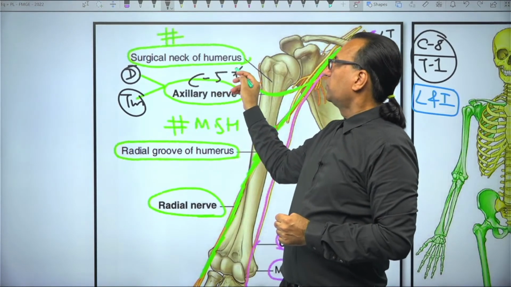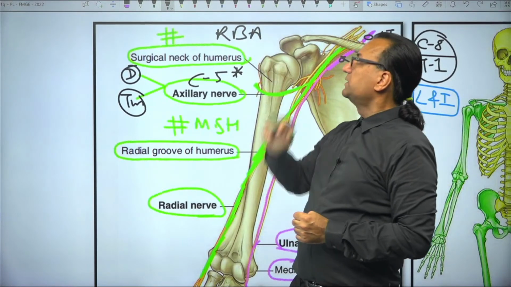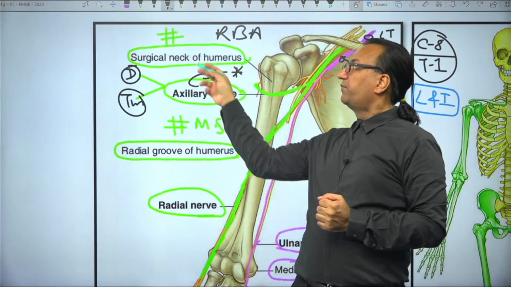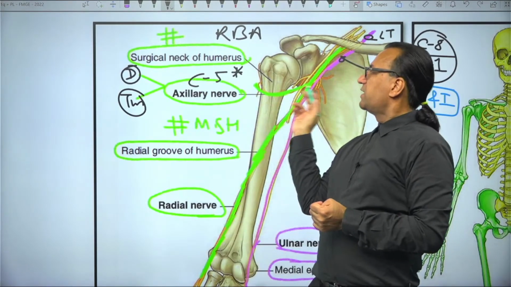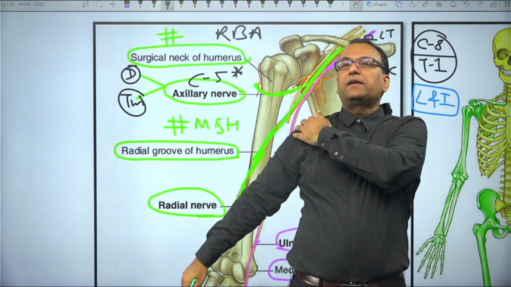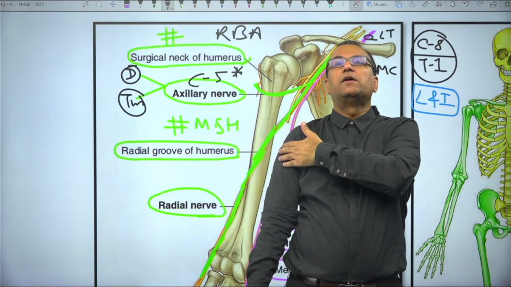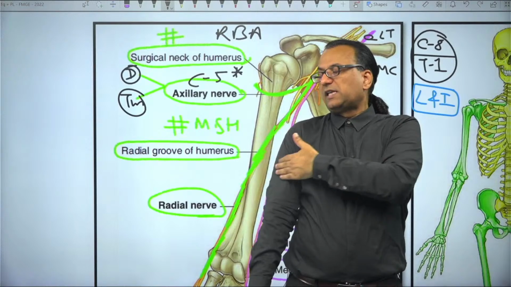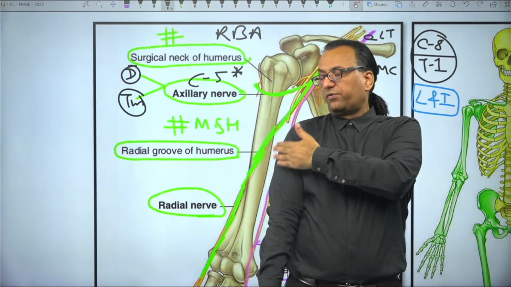So these are all exam questions. It is also called regimental badge anesthesia. What is the problem? Surgical neck fracture of the humerus. So what happened? Axillary nerve damage. So what happened? Problem of shoulder abduction and lateral rotation, and sensory loss. Where? Regimental badge anesthesia. What is that? There is sensory loss on the skin covering the lower half of the deltoid.